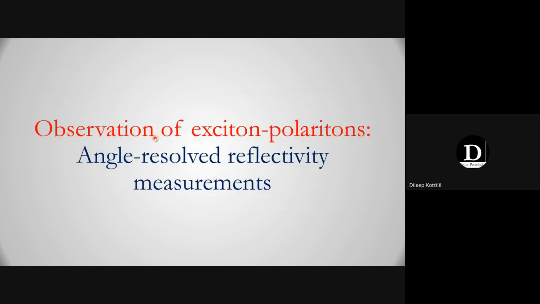Now we know that in our microplates we can have polaritons. Now how to measure it? It is very simple. We just need to get the E-k diagram. And how to get an E-k diagram? The straightforward way to get an E-k diagram, a band diagram, is to do angle-resolved reflectivity measurements. Why angle-resolved reflectivity measurements?